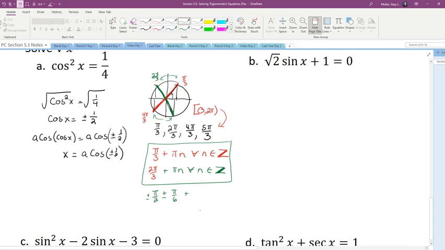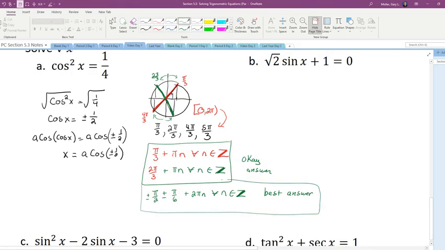Then let's wrap around the circle from each of those locations. Two pi times n, put the stamp on the end, where n is an element of the integers. This is your best answer. This is an okay answer. So always aim for the best, and if you can't quite get it, then at least you've got a good answer, but see if you can get the better answer.